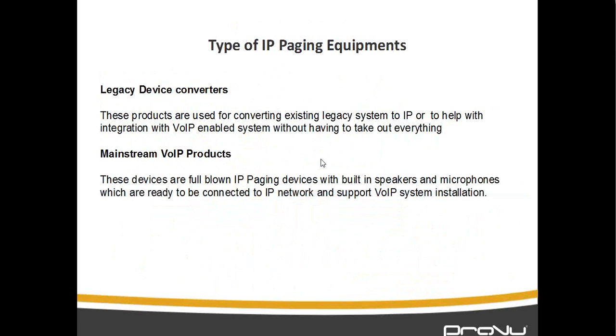The second part is mainstream VoIP products, which are basically full-blown IP paging devices. They have built-in speakers and built-in microphones, and they are ready to be integrated into an existing IP infrastructure or VoIP system. They are mainly used if you are installing a new network or if it's a fresh installation. It just makes life easy because, as I said, all you have to do is run a Cat5 cable and that's it.